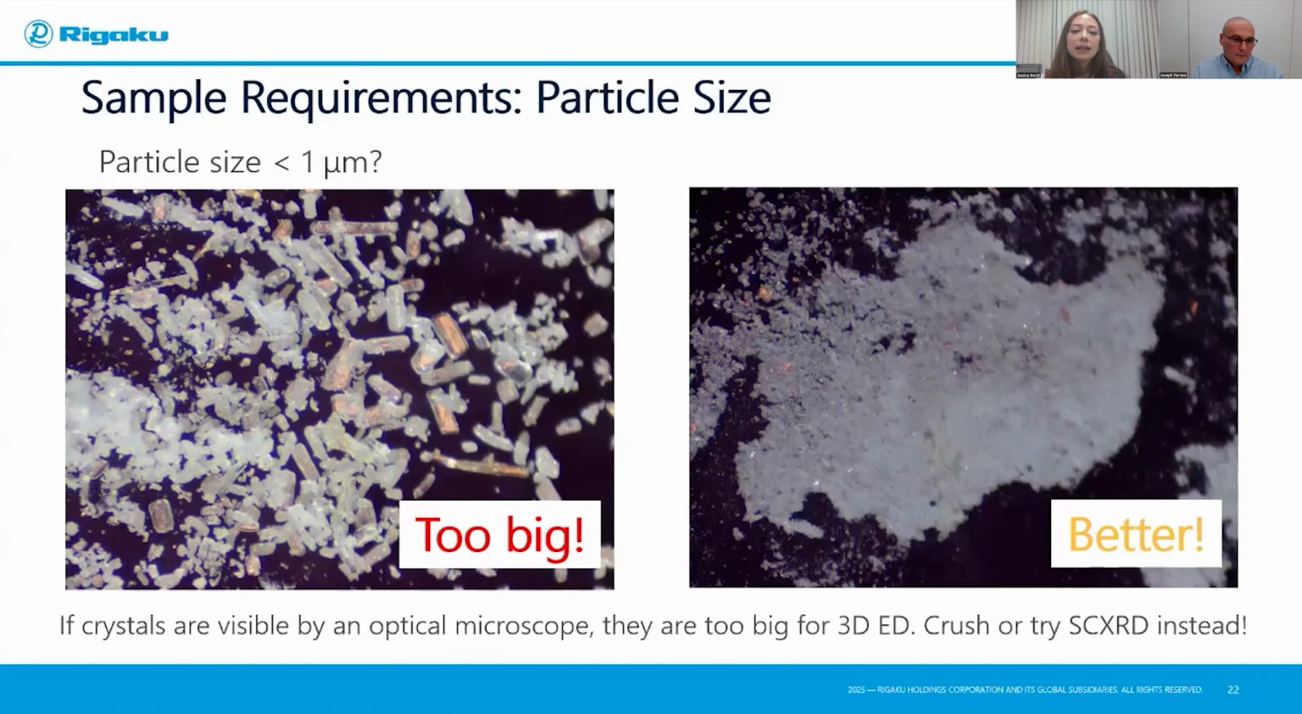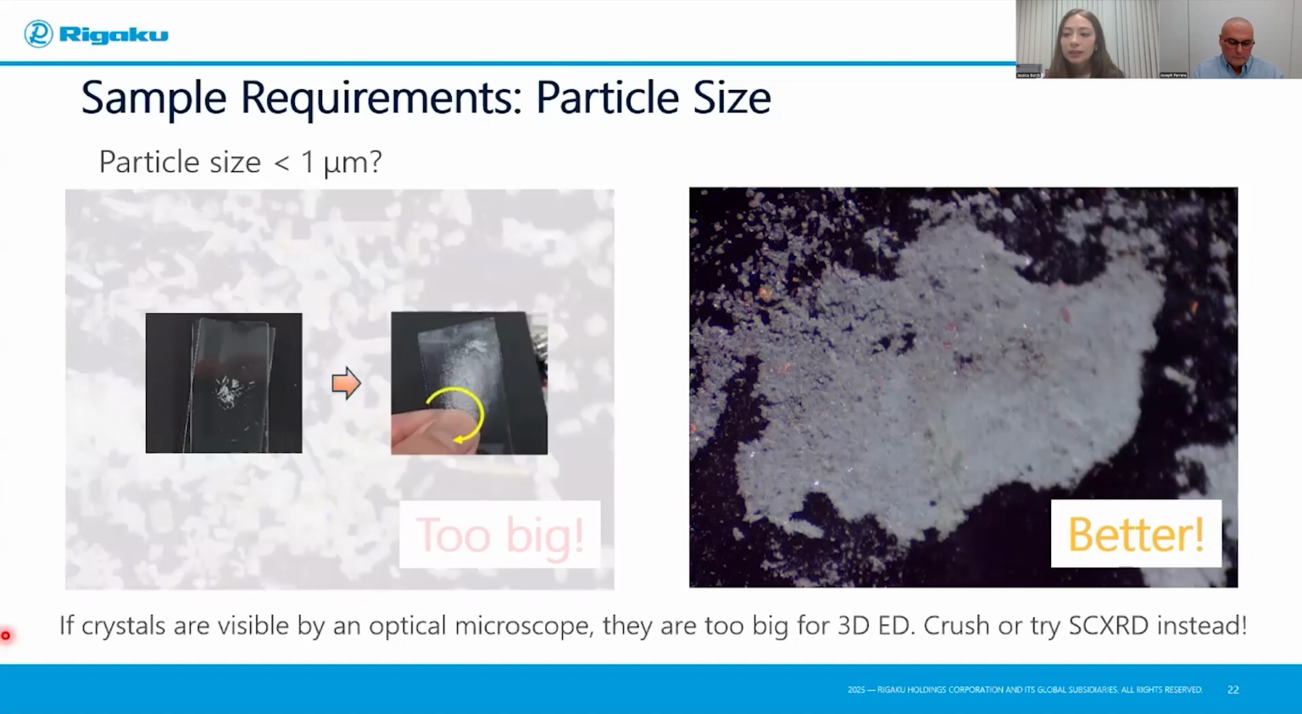The other requirement is on particle size. We want the thickness of our particles to be less than 1 micron. If you look at your powder under an optical microscope and you see something like that here on the left, these particles are too large, and so most likely you would want to try to solve the structure with single crystal XRD, or you can actually try to reduce the particle size.